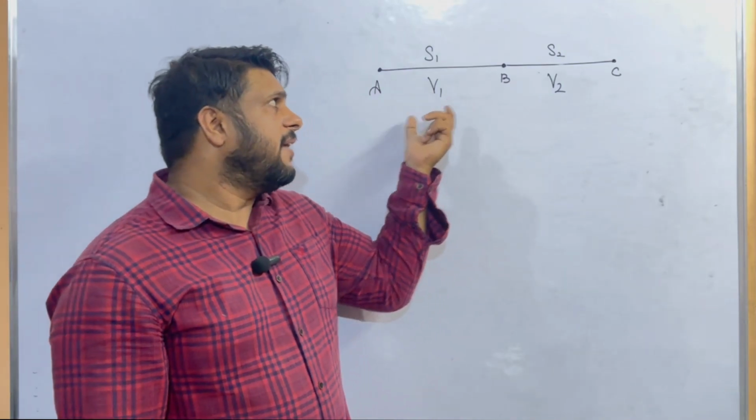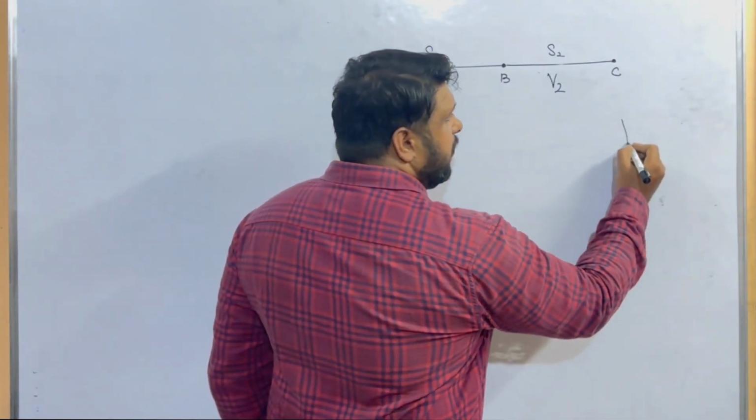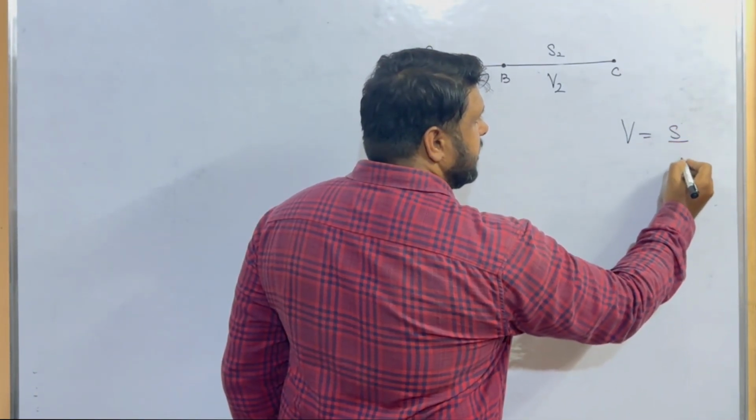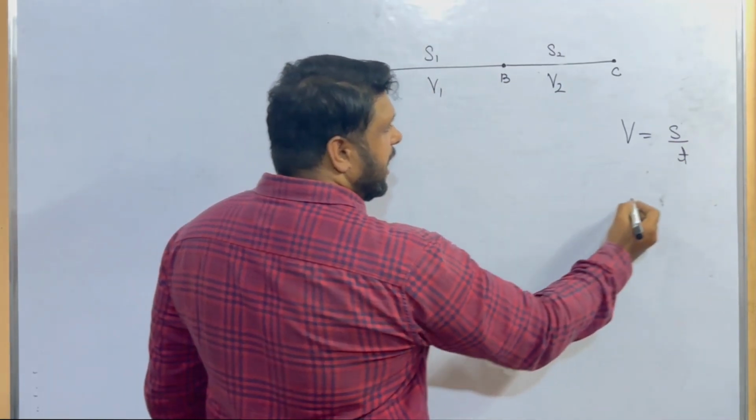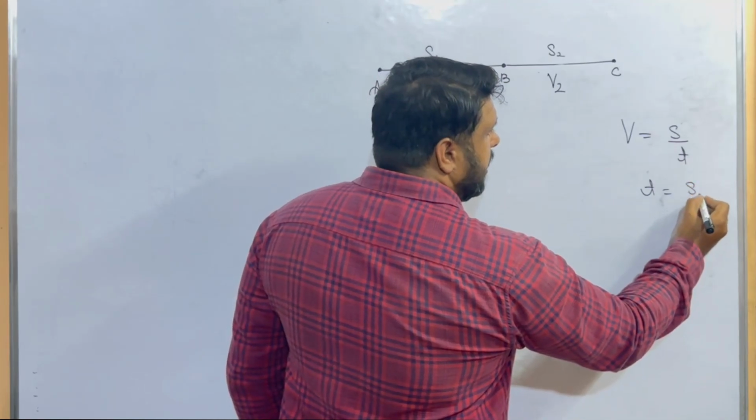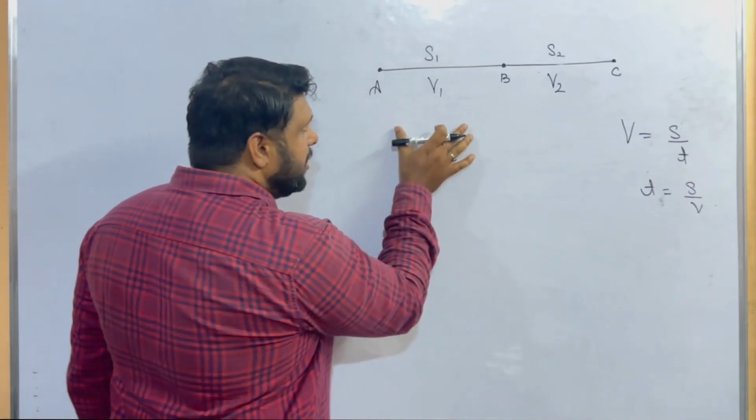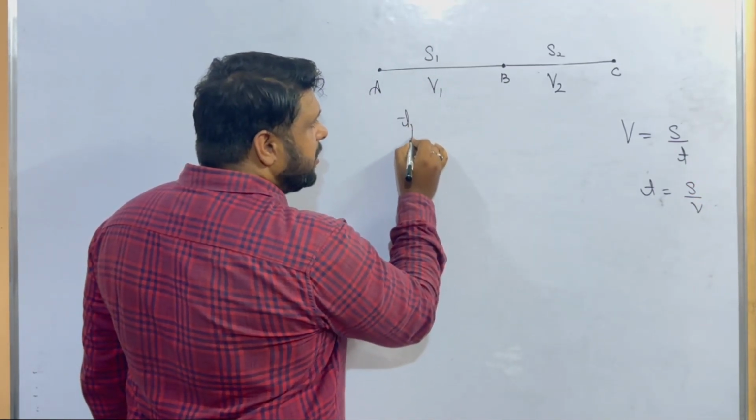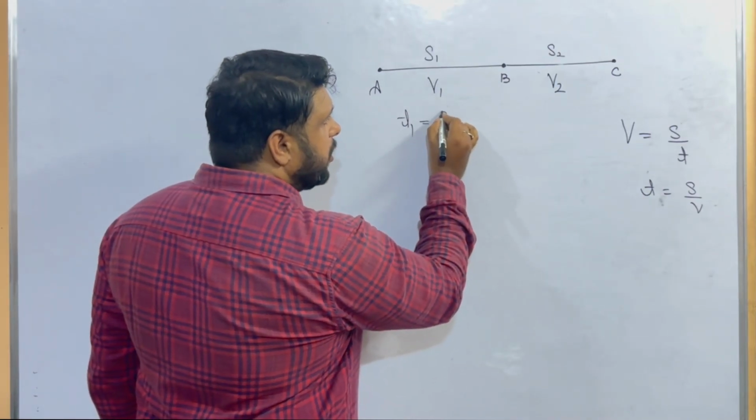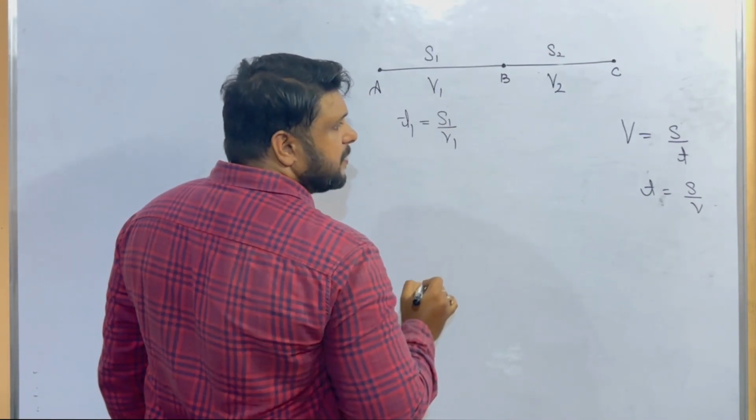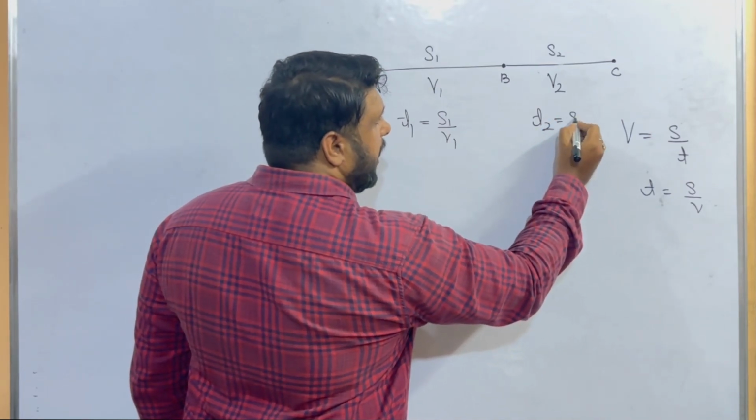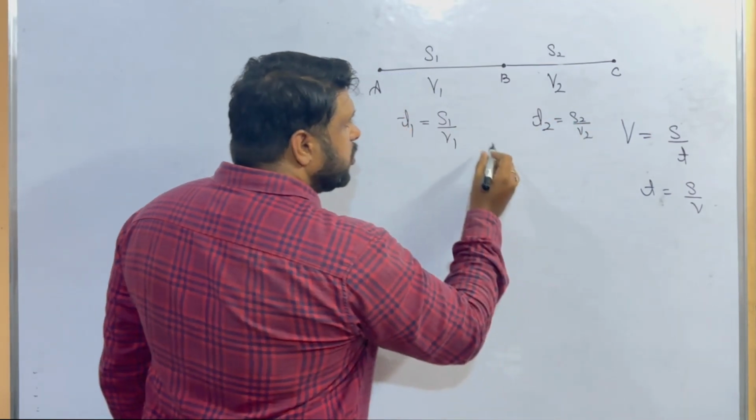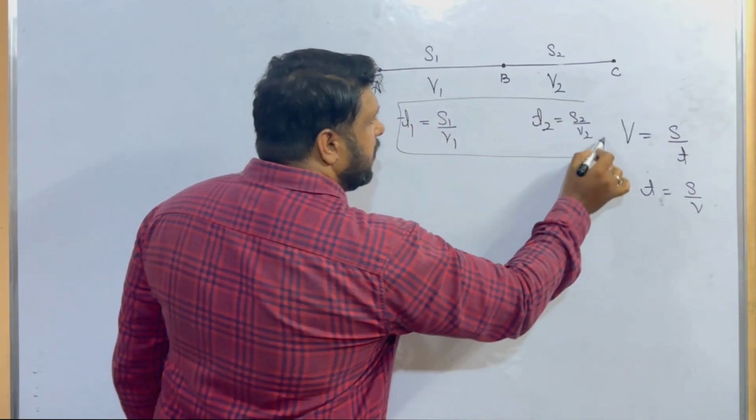Because they have given us V1, we know that velocity is equal to distance upon time. So time is going to be equal to S by V. In this case, time T1 is equal to S1 by V1, and T2 is equal to S2 by V2. So this thing we have to use in V average.